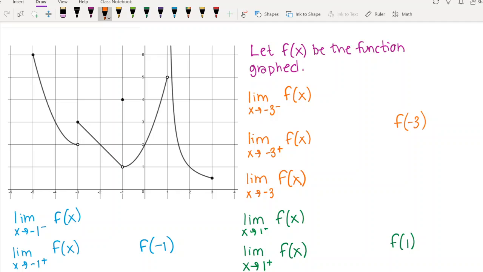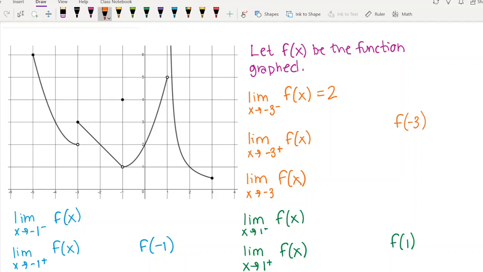Okay, so let's look at -3. The first one is asking for the limit as x approaches -3 from the left. That means we're coming in like this, right? We're looking at x values that are getting closer and closer to -3. And if we look at the trend of where the graph is heading, it's heading towards a height of 2.